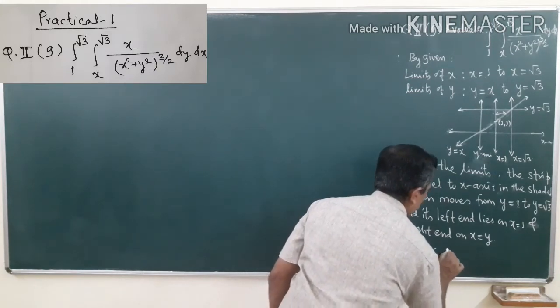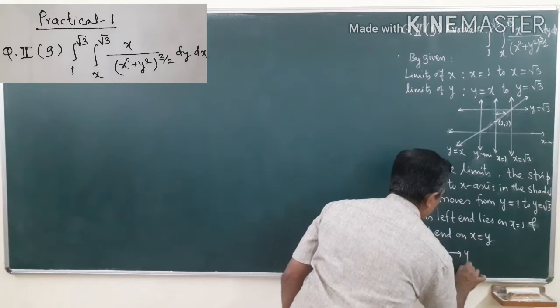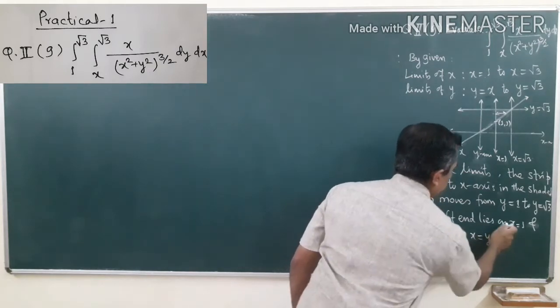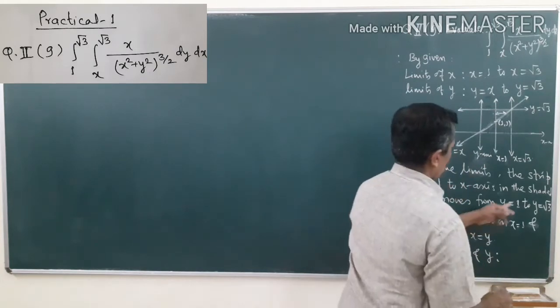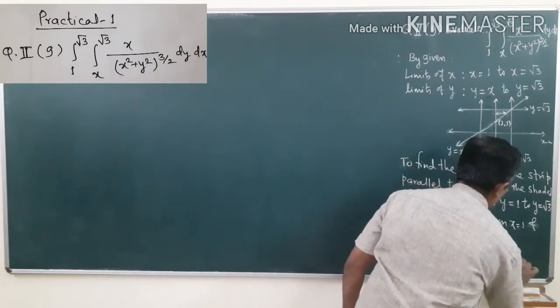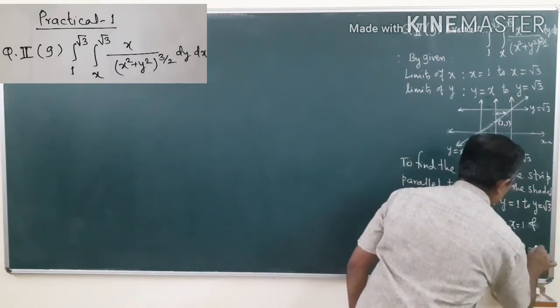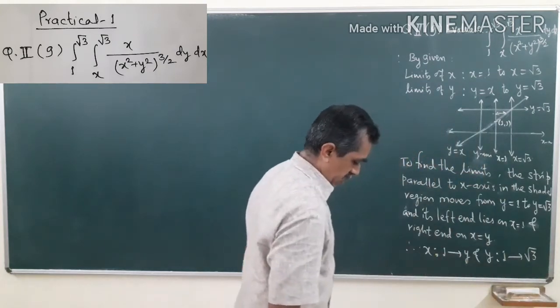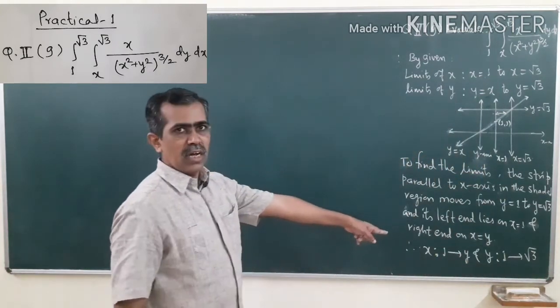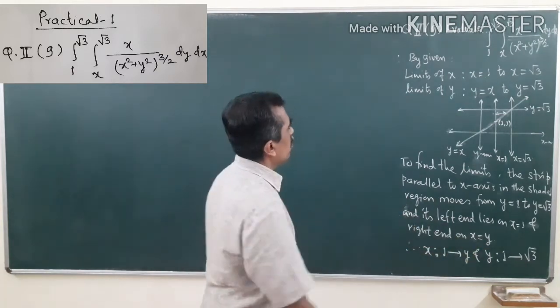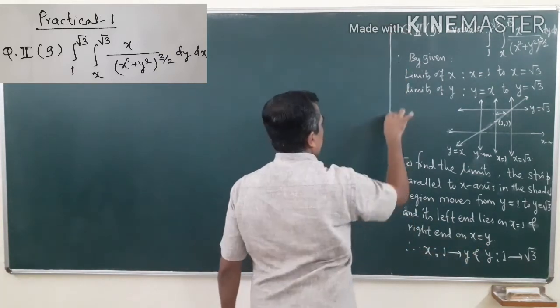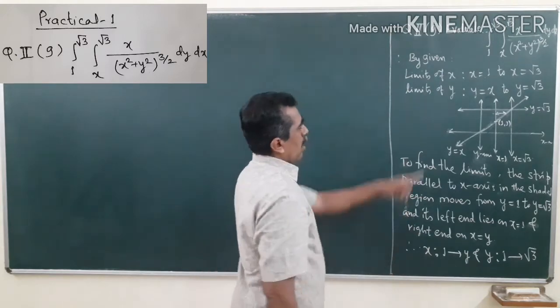x runs from 1 to y, and y runs from 1 to root 3. So therefore, the new limits of integration are x from 1 to y and y from 1 to root 3. Now we will write the given integral.